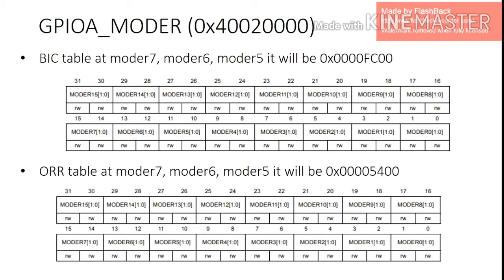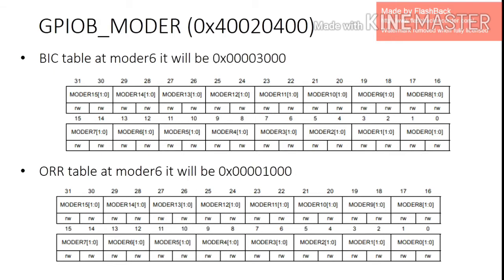So, and we also use GPIOB mode, and the address is 0x40020400, and the BIC table at mode 6, and it will be 0x00003000, and ORR table at mode 6, it will be 0x00001000.